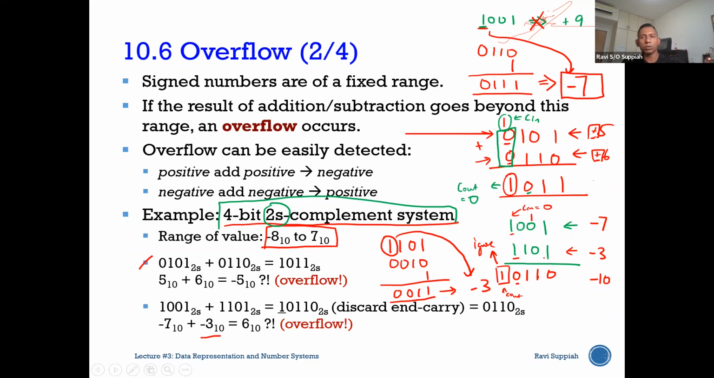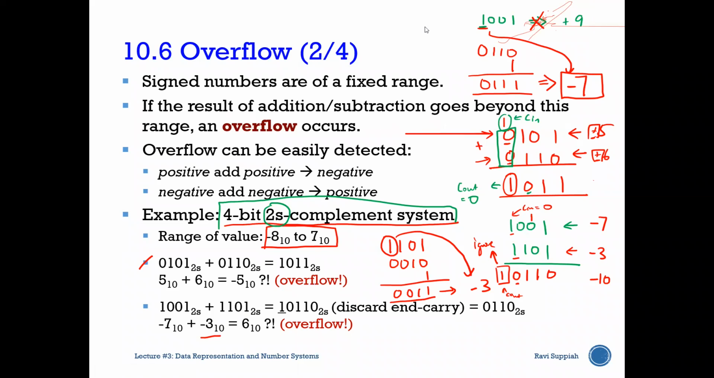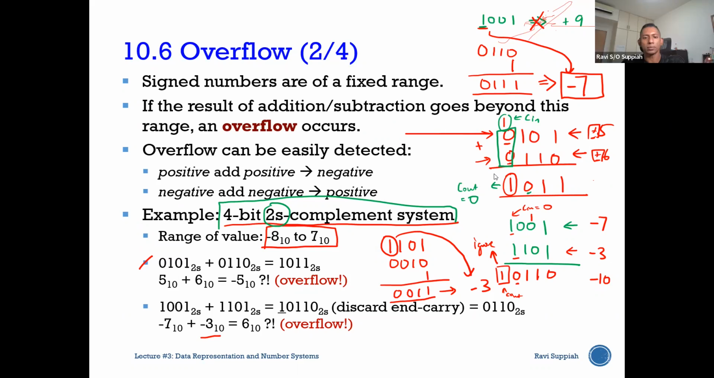This overflow is important because we need to know whether it has occurred. If it has occurred but you do not realize it, then you will interpret the number wrongly, get the answer wrong, and you can mess up what you're trying to do.